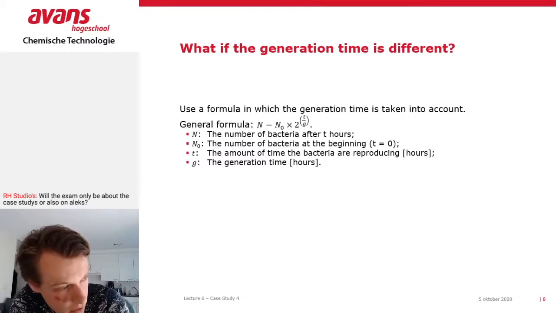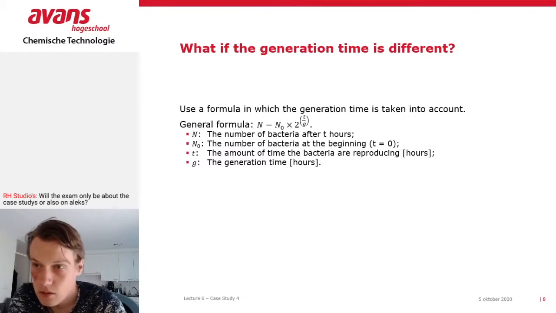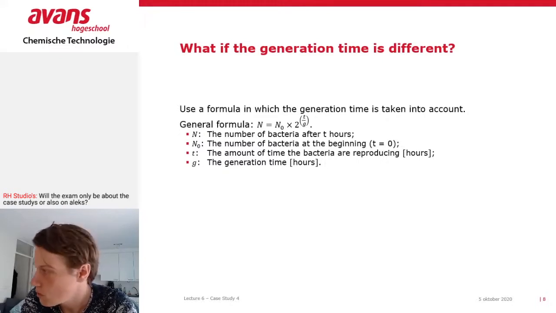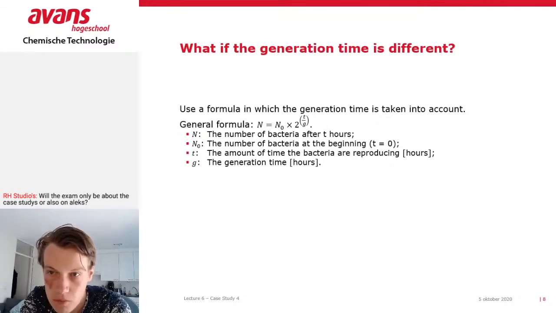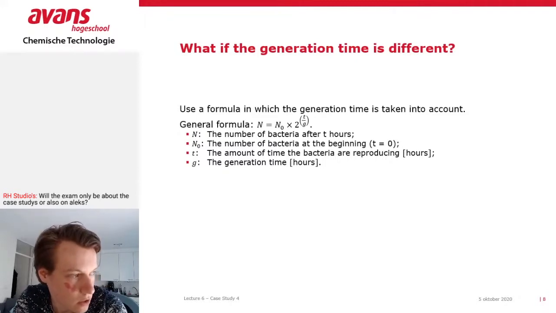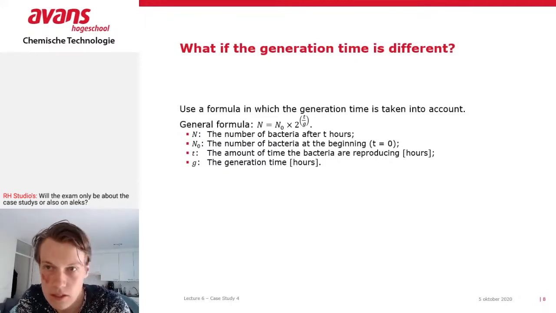Well, there's one more thing about the formula we're going to use, and that is what happens when you have a different generation time. I'm not going to give a derivation of this formula, but basically your formula will become n equals n0 times 2 raised to the power t over g, where t is the time the bacteria are growing and g is the generation time in hours. As you might notice, because our g was 1 in the last couple of examples, if you divide by 1 you only have t, so I was kind of just hiding the g there for a moment.